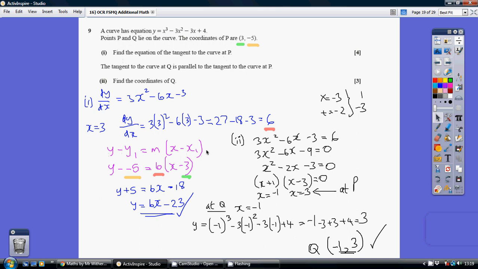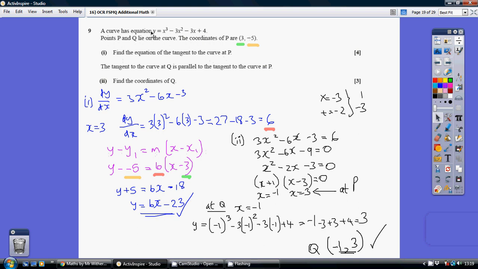We need to know two things. We need to know a point on the line. Well, we know that. That's (3, -5). So x1 is going to be 3 and y1 is going to be minus 5. The second thing we need to know is the gradient of the tangent. Now, in order to find the gradient, we're going to need to find the differential. So that's our starting point.